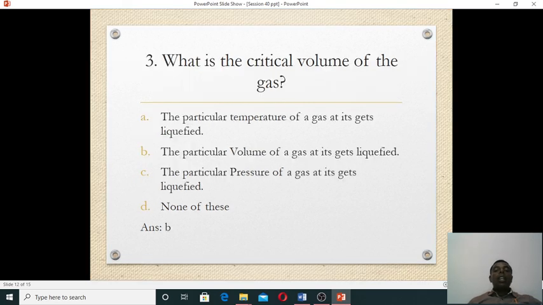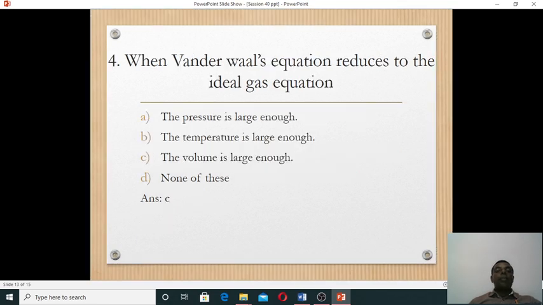What is the critical volume of a gas? The particular temperature at which a gas gets liquefied, the particular volume at which a gas gets liquefied, the particular pressure at which a gas gets liquefied, or none of these? The answer is B, the particular volume at which a gas gets liquefied. When does the van der Waals equation reduce to the ideal gas equation: when pressure is large enough, temperature is large enough, volume is large enough, or none of these? The answer is volume is large enough.